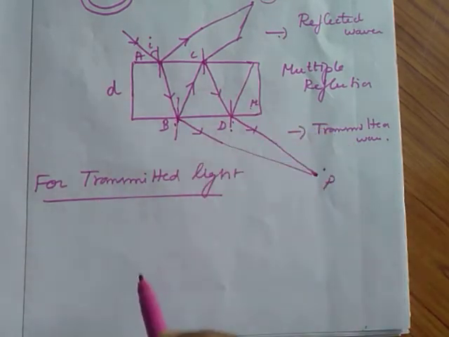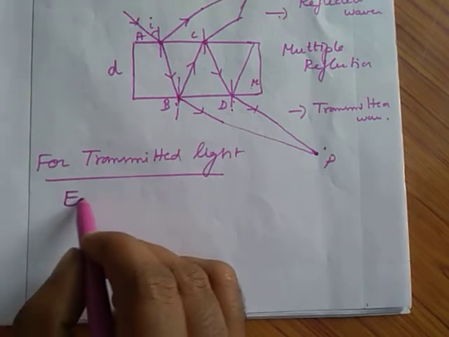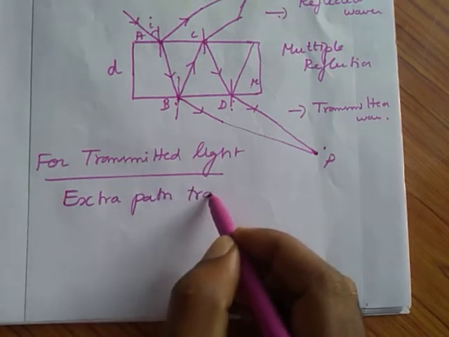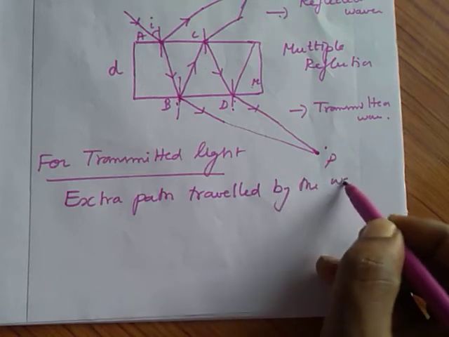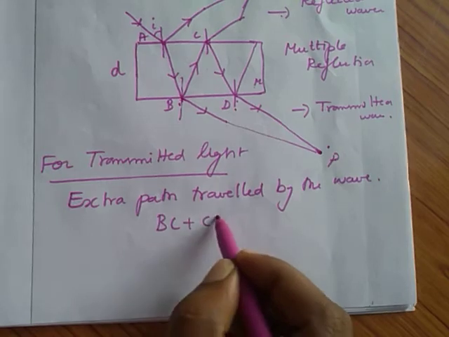The extra path traveled by the wave, that is BC plus CD.